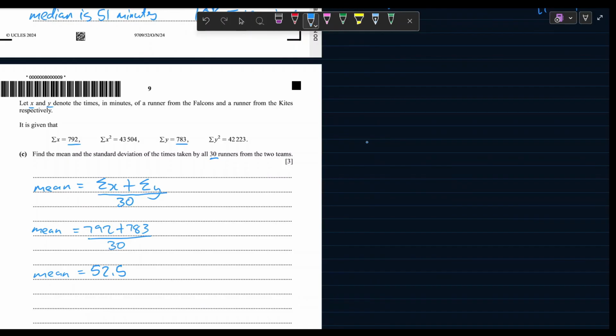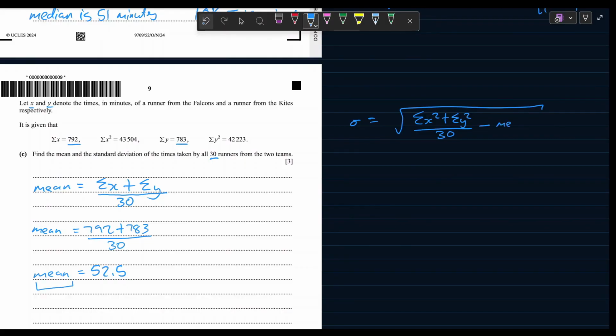So the formula for combined standard deviation is going to be the summation of x squared plus the summation of y squared over the total number of runners, which is 30, minus our mean squared, the combined mean that we got.